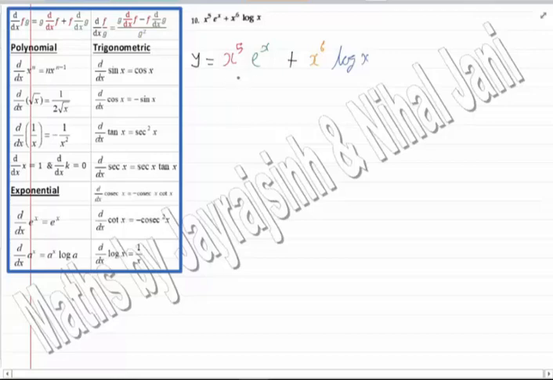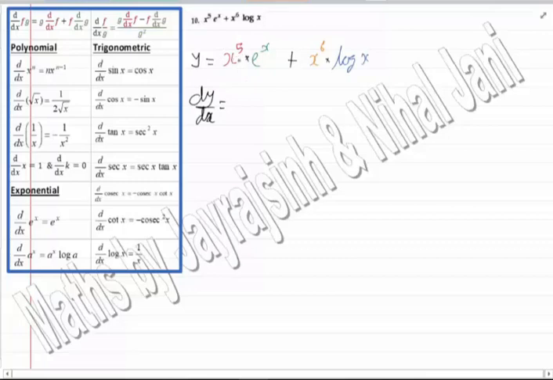Here we have 2 different terms, first term and second term. In first term we have 2 functions in multiplication, in second term we have 2 functions in multiplication, right? So be careful whenever you differentiate this kind of a combined functions. Okay, let's try to differentiate.